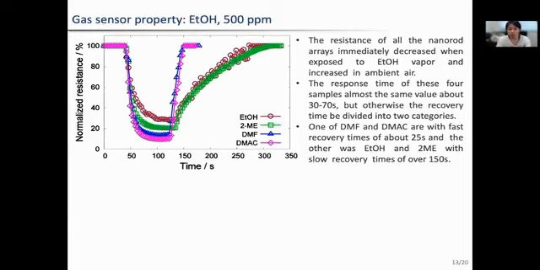Okay, I will move to the results and discussion of the gas sensor properties of the MoOx nanorods. The figure shows the normalized resistance response of the nanorod array gas sensor to 500 ppb ethanol. The resistance of the nanorod arrays immediately decreased when exposed to ethanol vapors and increased in ambient air.